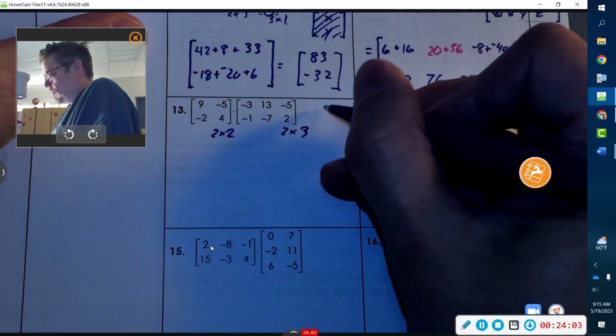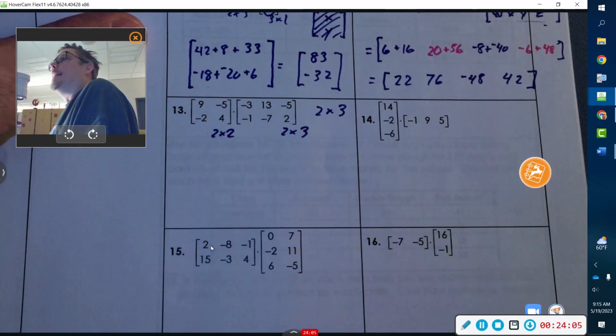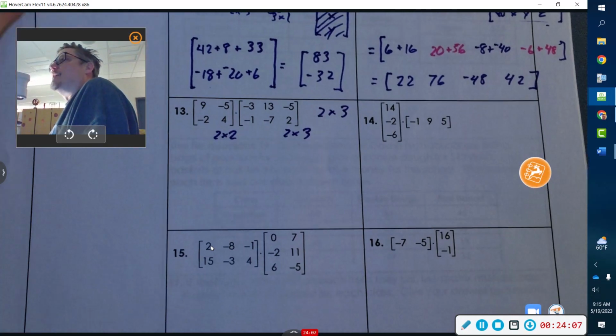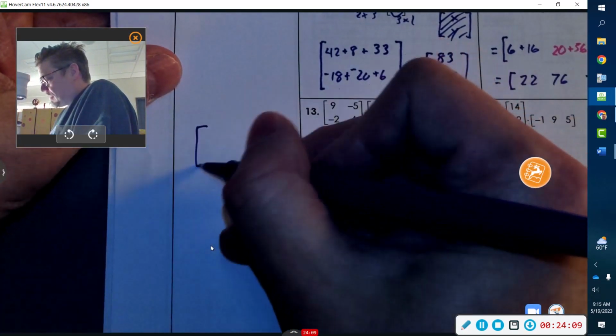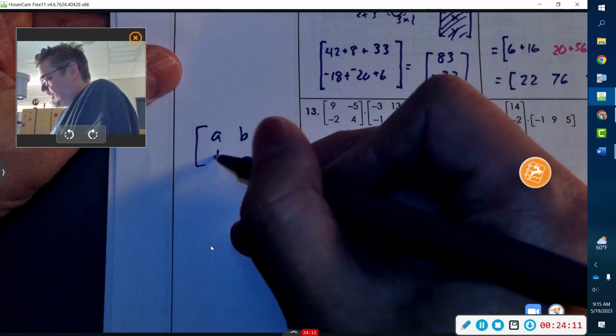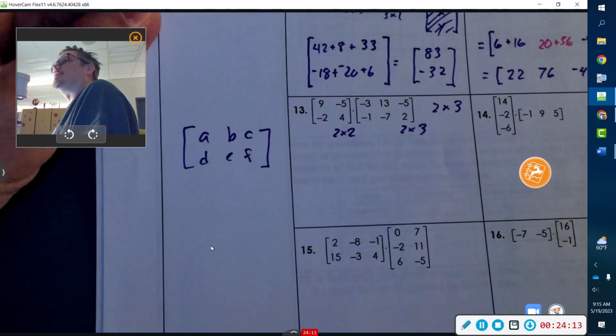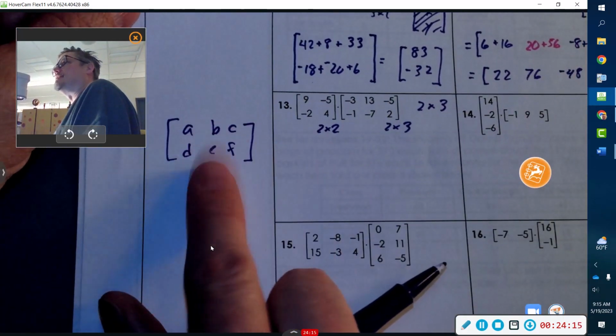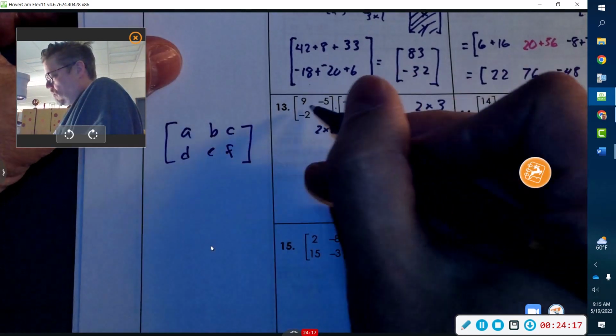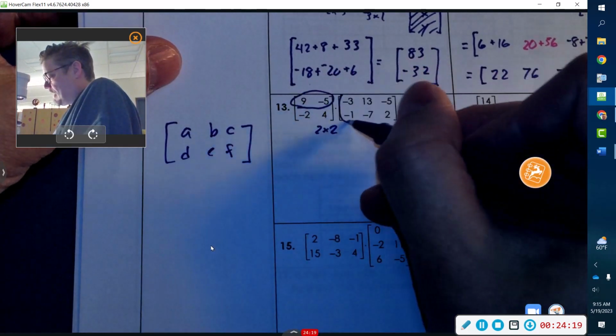Yes. Okay. So you get a 2 by 3. Try to visualize what a 2 by 3 looks like. It would be A, B, C, D, E, F. That is a 2 by 3. So my answer should look like this. We'll go across, and we're going to go down.